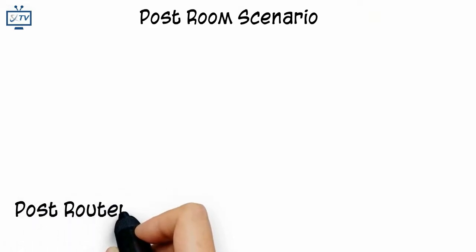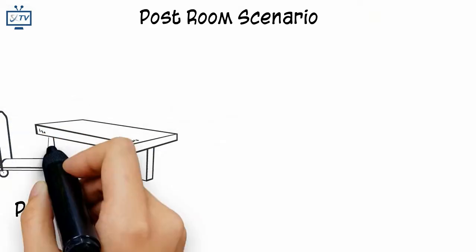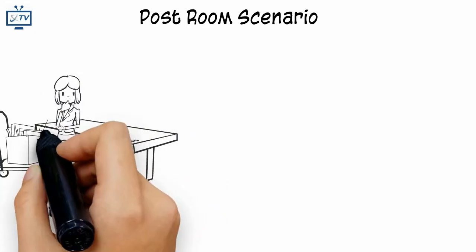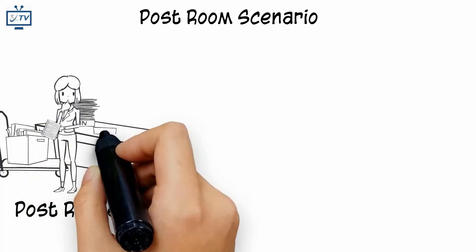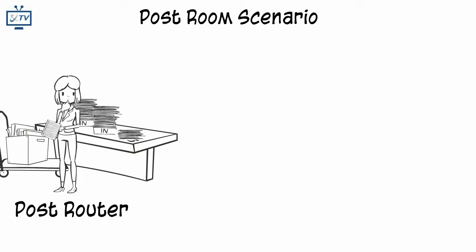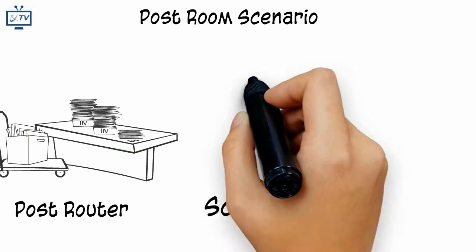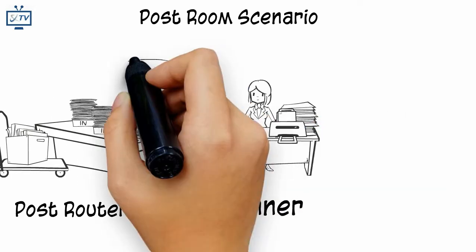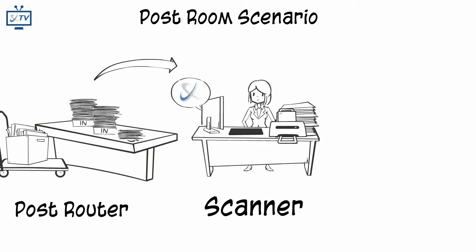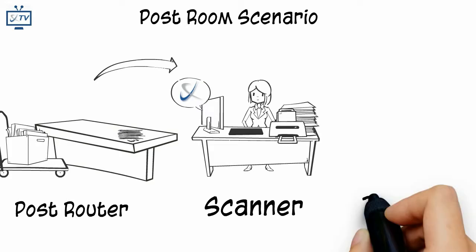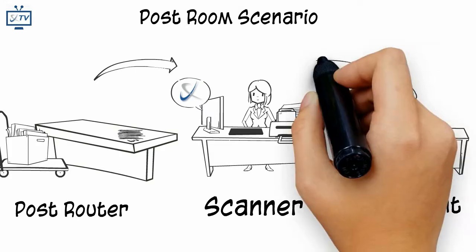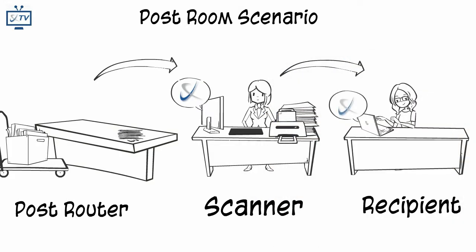Post room scenario. The process for this is: the post arrives in a location within your building. The post is then sorted by post routers into piles based on the recipient. The scanner role then takes each pile one at a time, scanning them into Virtual Cabinet to the appropriate recipient's in-tray. The recipient then actions the documents appropriately in Virtual Cabinet. Please note the roles of the post router and scanner are often carried out by the same user.